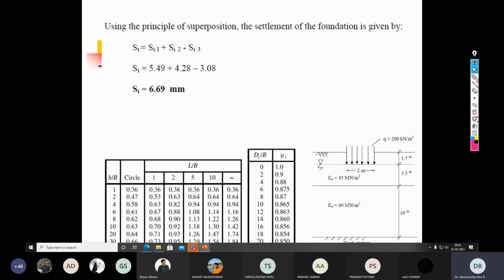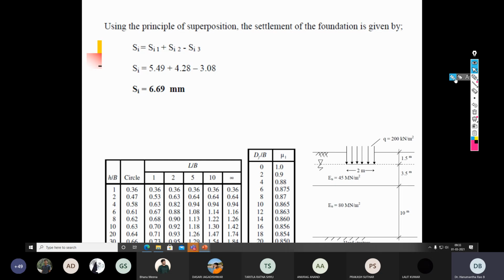So once the elastic settlement for all the 3 independent layers has been calculated, the summation is something like this. The total initial elastic settlement is 5.49 plus 4.28 minus 3.08.